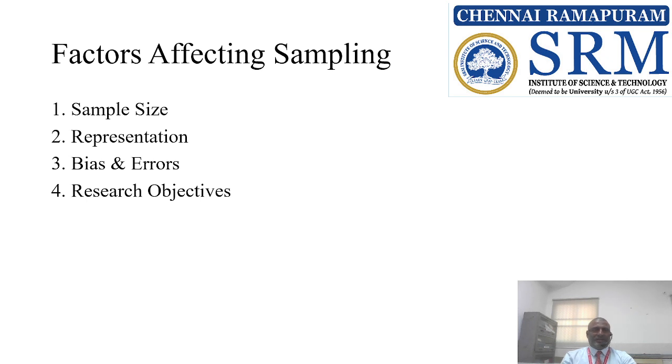Next, factors affecting sampling. There are certain factors affecting the sampling. First one is sample size, second one is representation, third one is bias and error, and fourth one is objectives. When we have a specific objective, and based on the objective we are supposed to do the research, and for satisfying the objective we are selecting the sampling technique. So the research objective is affecting the sampling technique. That's why we are saying research objective is a factor affecting sampling technique.